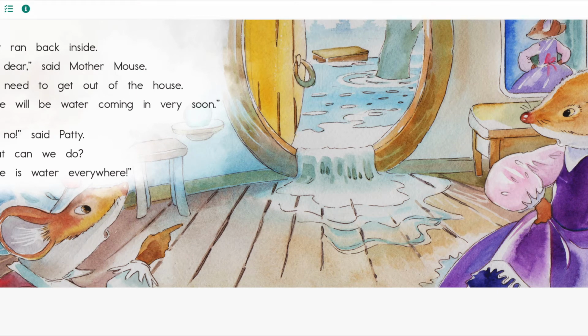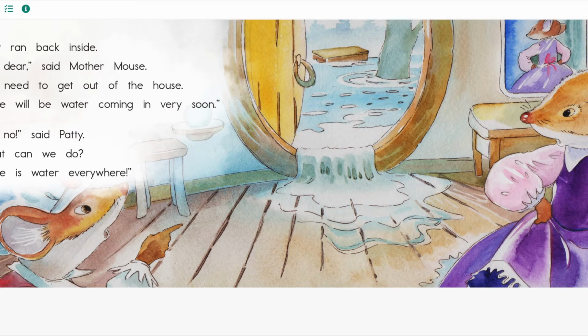Uh-oh. Mother Mouse is saying they need to get out of the house very soon. Why do you think they need to get out of the house very soon? Yes, the water is coming in. So they're trying to think, what can they do?